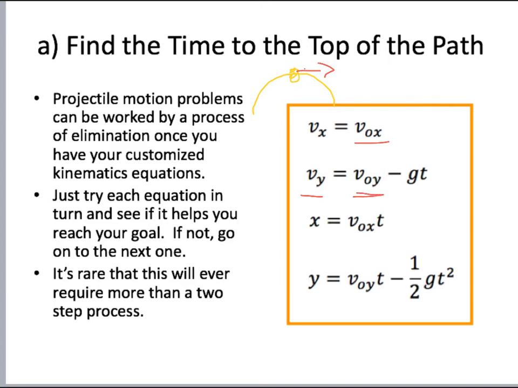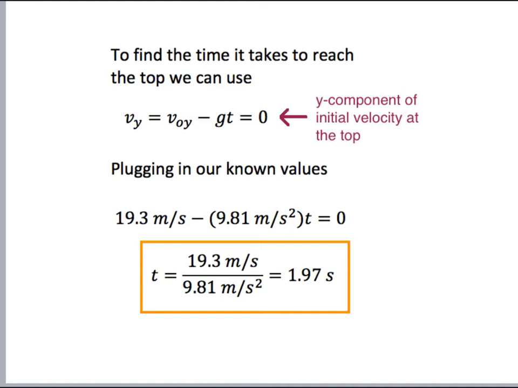I just calculated what V naught y was. I know what g is. And so I can find the time. So here's that equation. We have Vy is equal to V naught y minus gt, and we set it equal to 0 because we know that this goes to 0 at the top. And so it's simply at this point plugging in the values that we know. There is my v naught y, there is my g, that's my Vy. I can solve this equation algebraically for t, and I end up with t equal to 1.97 seconds.